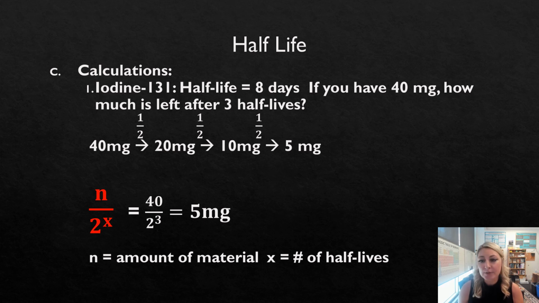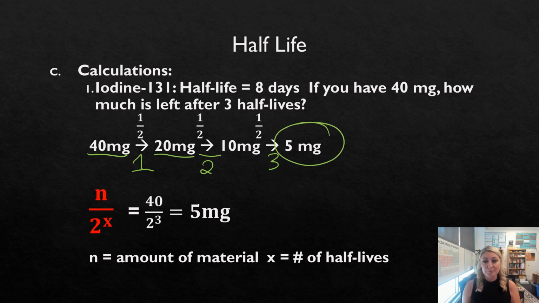We start with 40 milligrams. They want to know how much is left after 3 half-lives. So this may sound kind of dumb, but I just want to divide it by 2 3 times. And that would be the logical way to approach this. So I start with my 40 milligrams, divide by 2, that's 1 half-life, 20 milligrams. Divide by 2 again, that's 2 half-lives, 10 milligrams. Divide by 2 one last third time, the answer is 5 milligrams.